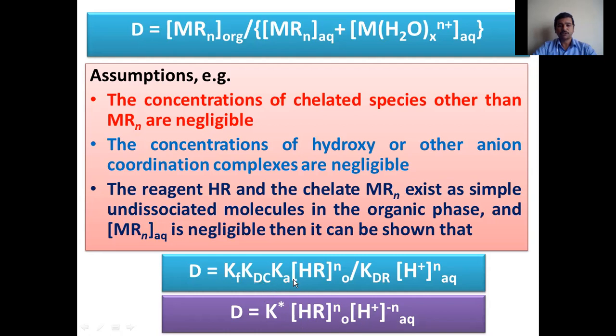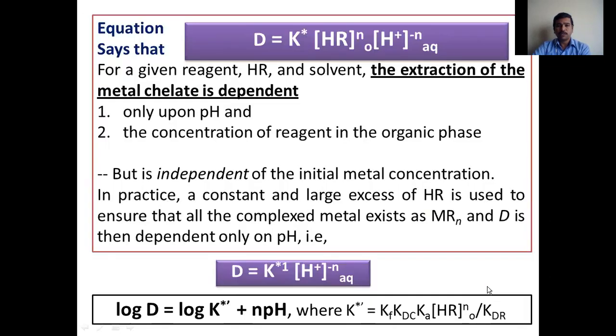Kf into KDC into Ka divided by KDR is given a new constant, that is K star. So this is the important equation. If you look at this equation, D is equal to K star into concentration of HR to the power n in the organic layer into concentration of H plus ion in the aqueous layer. So for a given reagent, what is the reagent we have used?